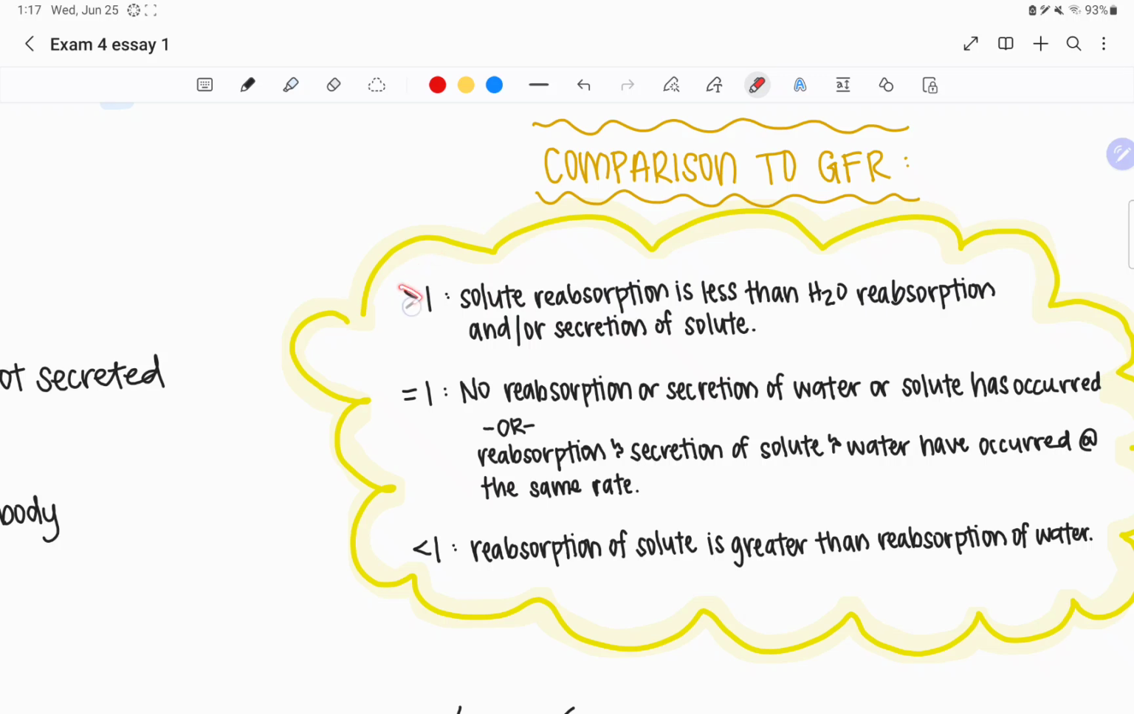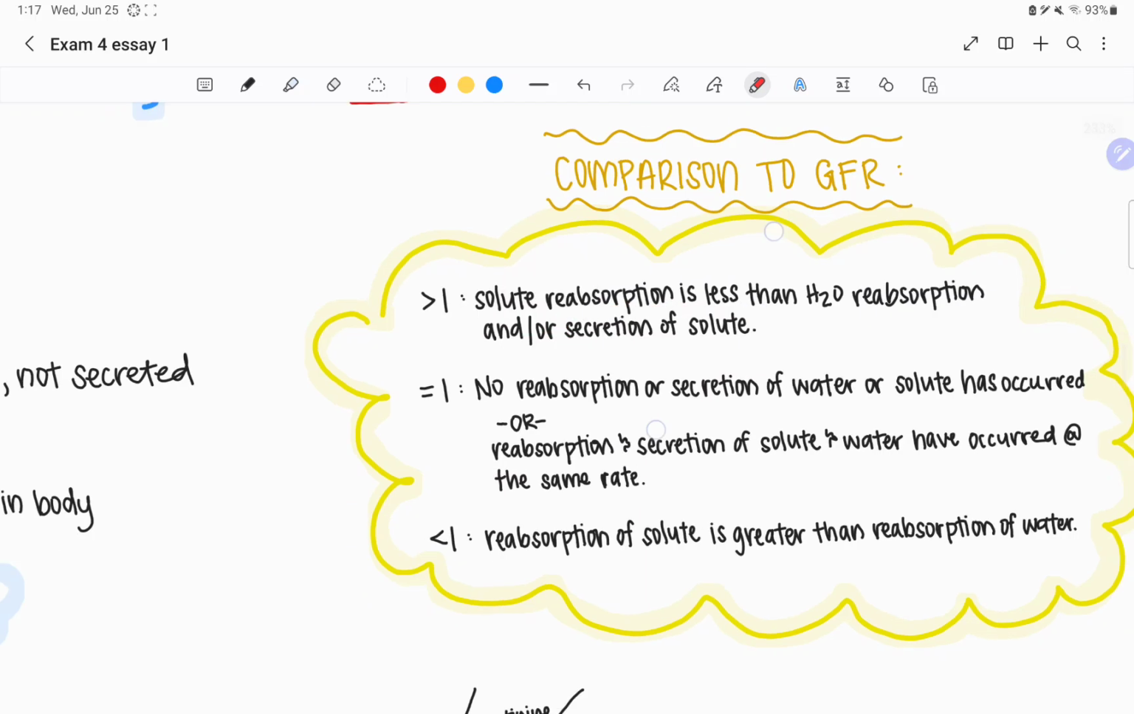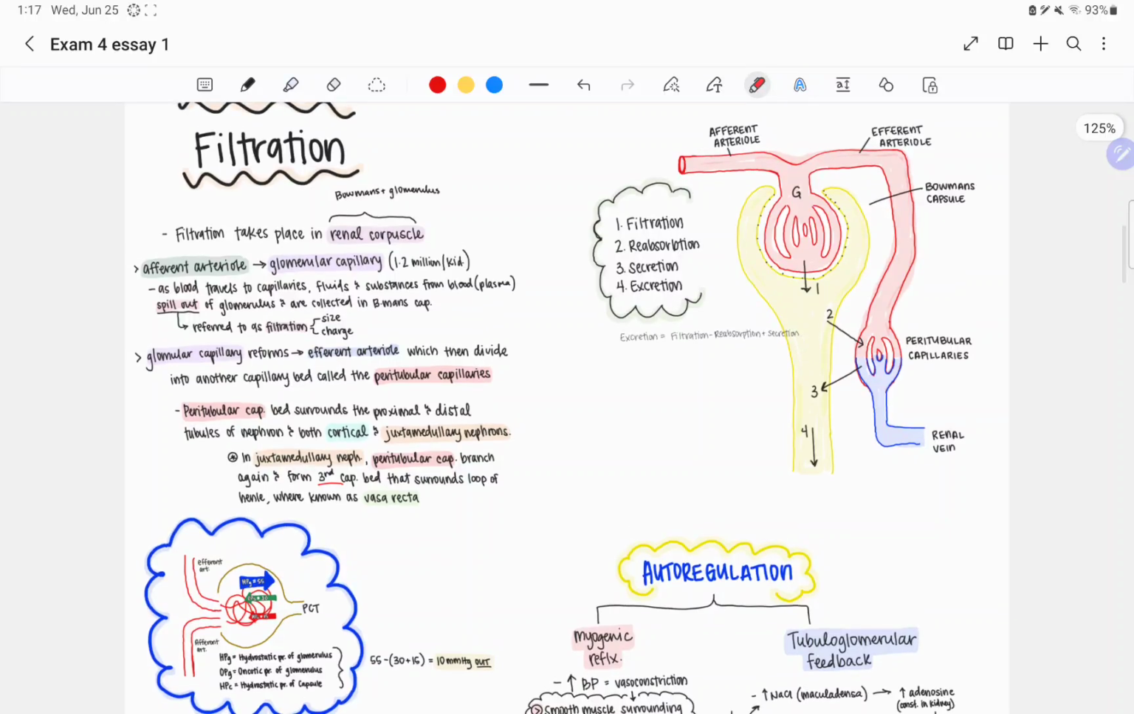So then if it's greater than 1, then that means this solute is being reabsorbed less than water, or the solute is also being secreted, which if we go back up here, it's being filtered and it's being secreted. So that means we're getting even more out of the plasma, right? It's being cleared out of the plasma. It's being cleared here and here. So that's pretty important to remember.